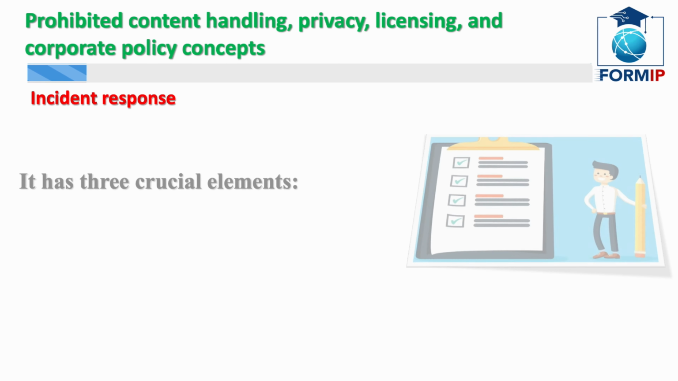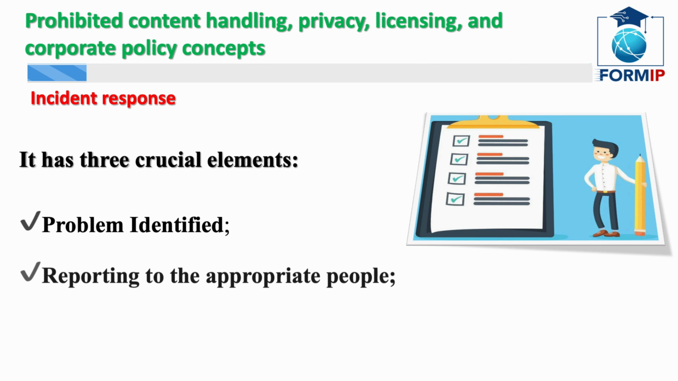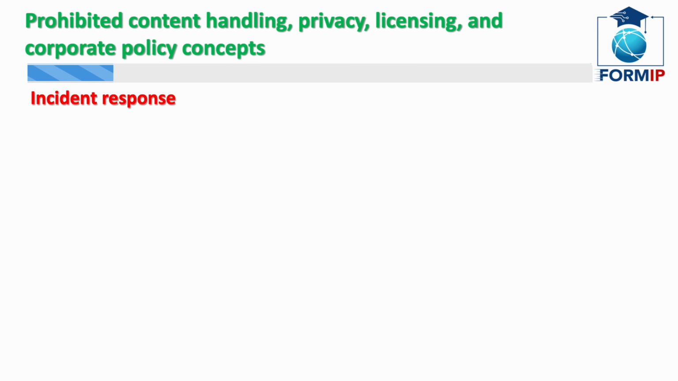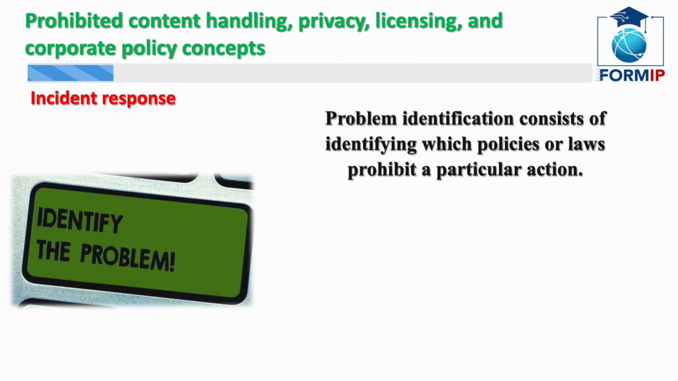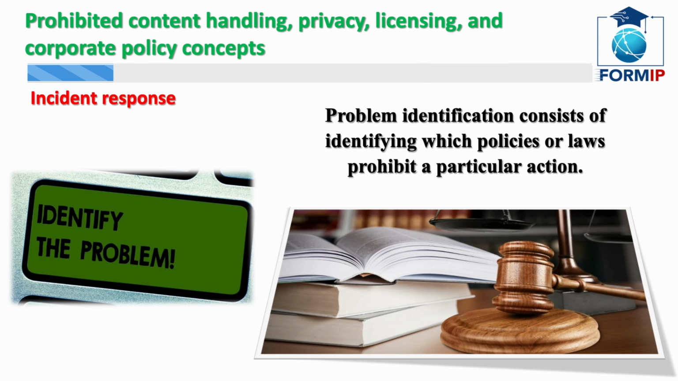It has three crucial elements: identification of the problem, reporting to the appropriate persons, preservation of evidence. Problem identification. Let's start with the identification of the problem. Problem identification consists of identifying which policies or laws prohibit a particular action.